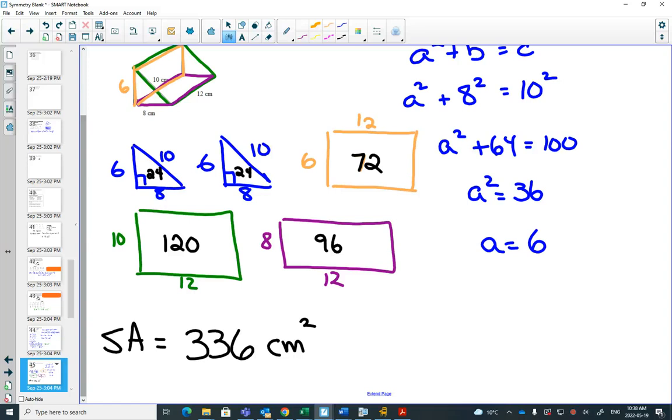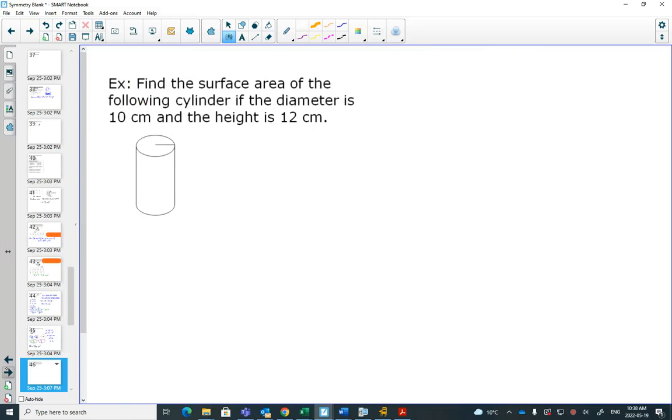The next formula is one of my favorite formulas for surface area. You ready for it? We have a cylinder. So you look at your formula sheet, and your formula sheet says the surface area of a cylinder is, and I'm going to color code some stuff here, 2 pi r squared.